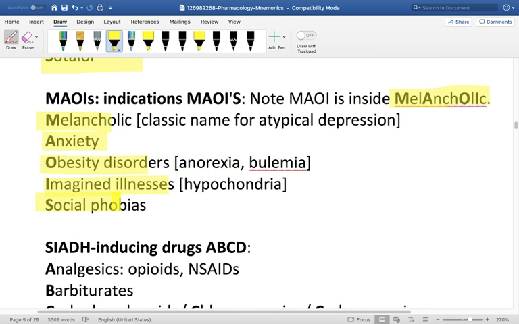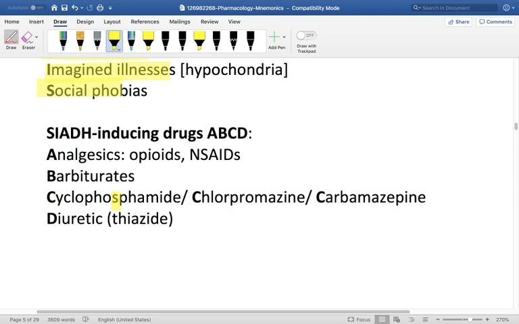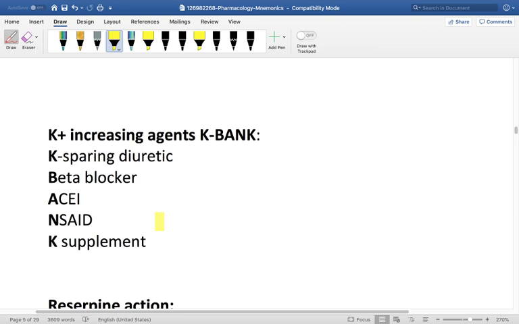Now, doctor, SIADH inducing drugs. You can remember ABCD once more. Analgesics, that is opioids and NSAIDs, can lead to SIADH. Barbiturates, SIADH. Cyclophosphamide, chlorpromazine, carbamazepine, SIADH. Thiazide diuretics can lead to SIADH. That is what you should remember.